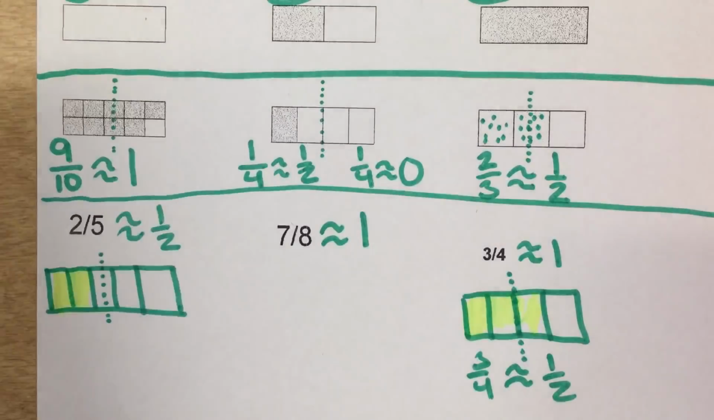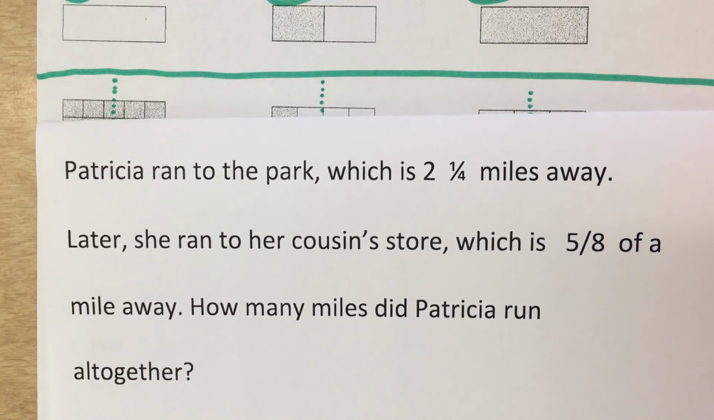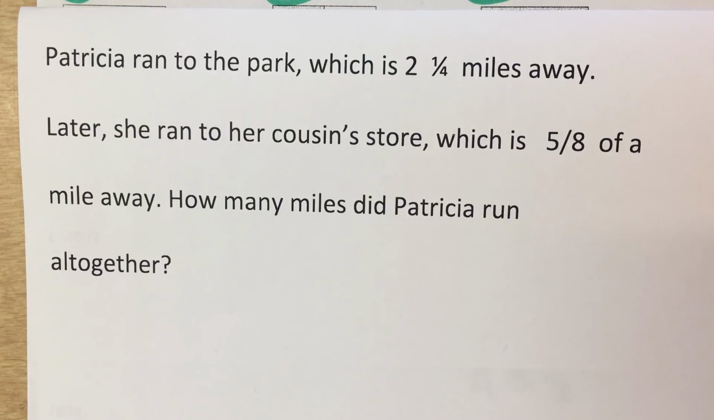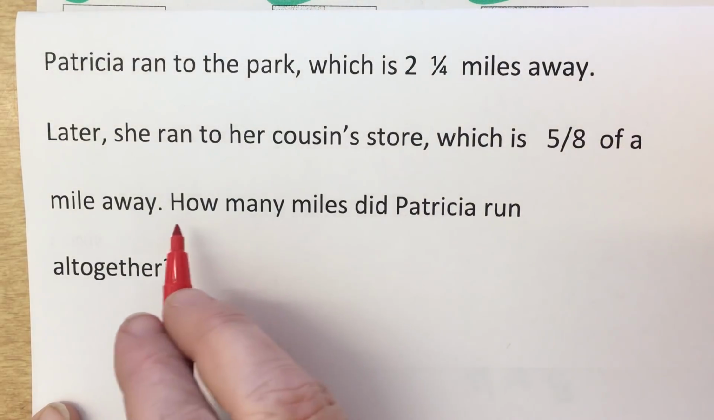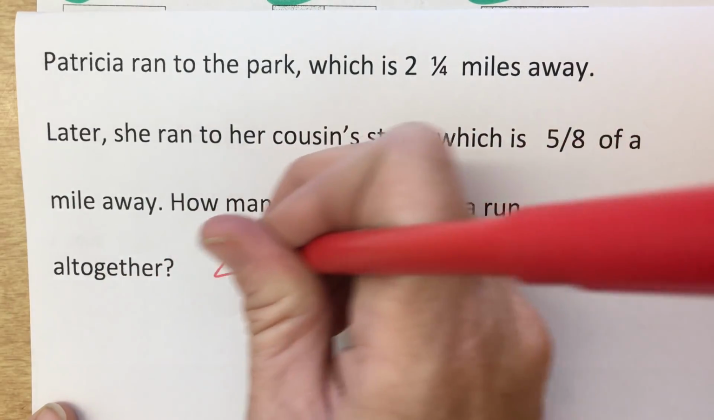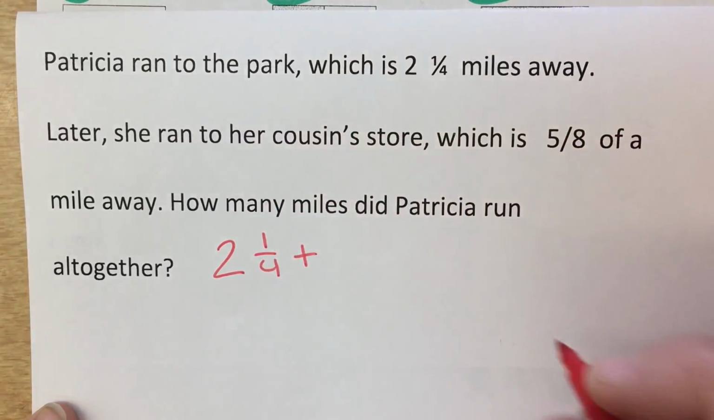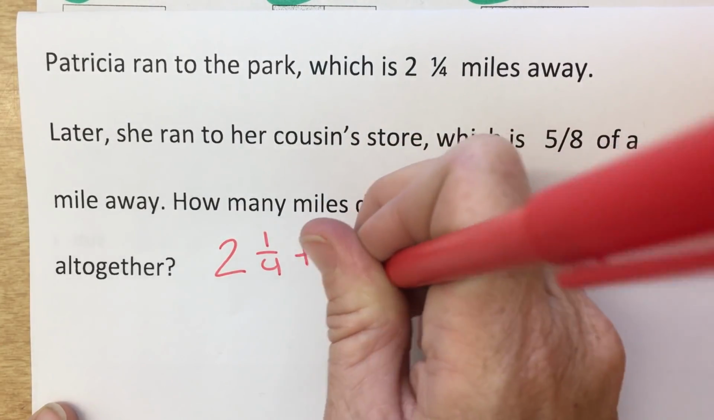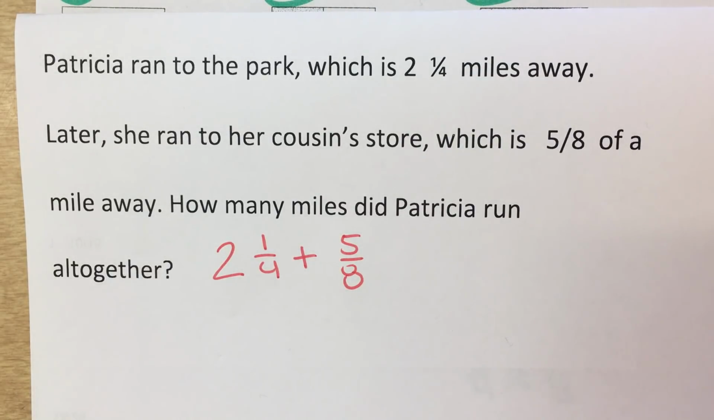Okay, so what does this look like? Well, here's my first one. Patricia ran to the park, which is 2 1/4 miles away. Later, she ran to her cousin's store, which is 5/8 of a mile away. How many miles did Patricia run altogether? They're asking me to add. So they're asking me to add 2 1/4 plus 5/8. But for this lesson, all we're going to do is come up with a reasonable answer.